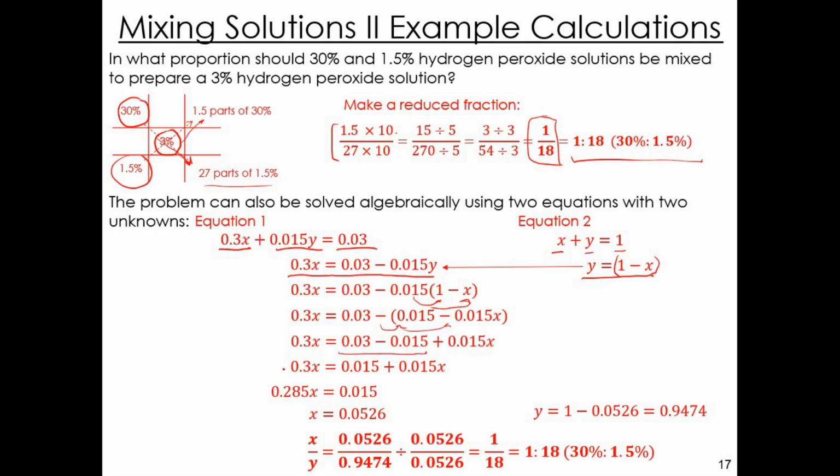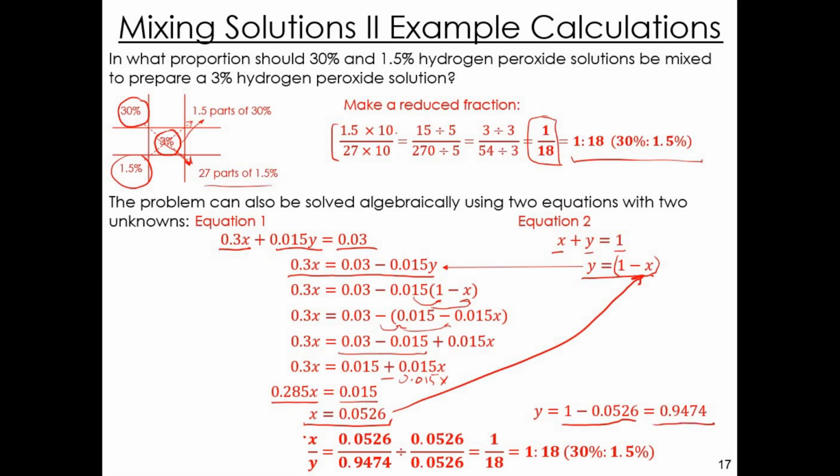We can simplify 0.03 minus 0.015 by subtracting and get 0.015 there. And then combine the x's by subtracting 0.015x from both sides. And that gives 0.285x on this side and 0.015 on that side. Divide both by 0.285 and we get a value for x of 0.0526. If we take 0.0526 and put it up into our second equation, 1 minus 0.0526 is 0.9474.